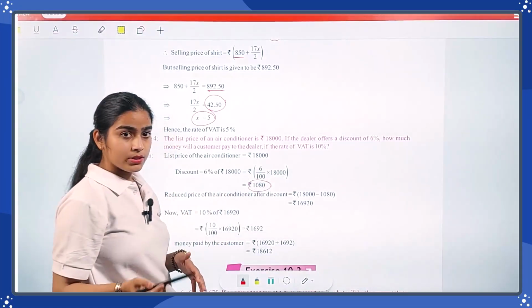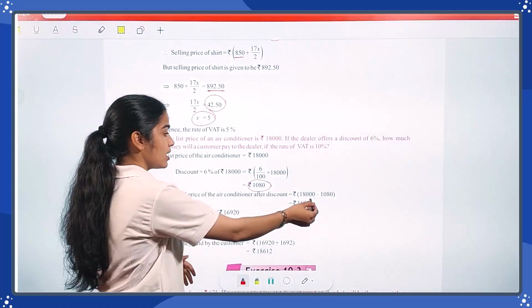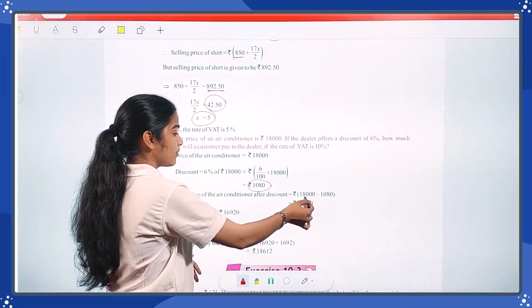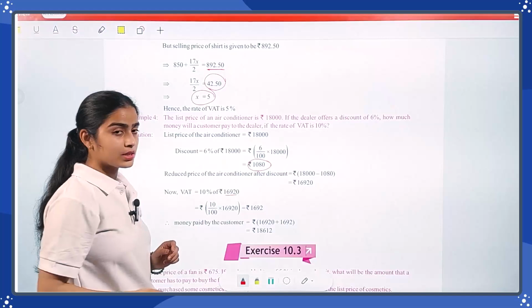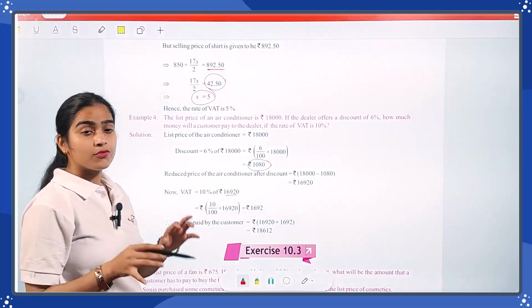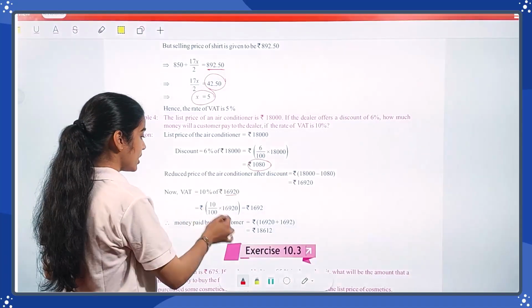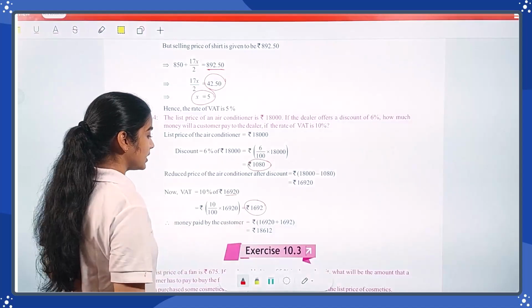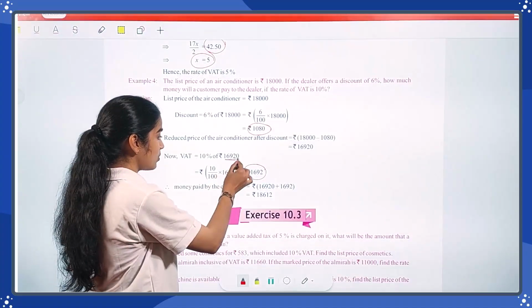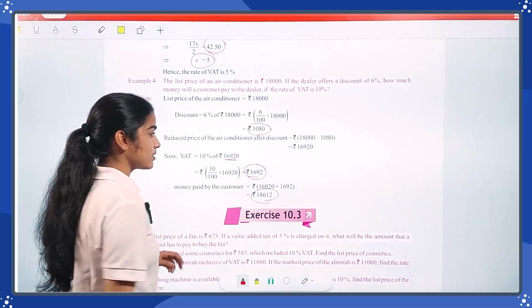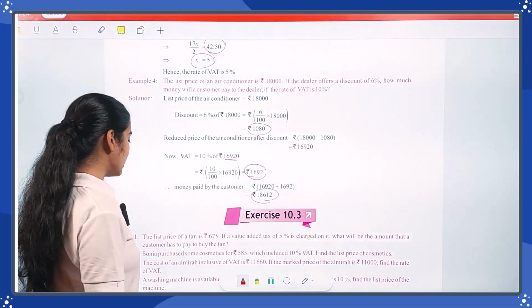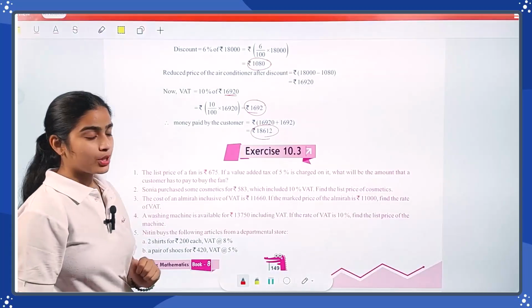Now this is discount. Discount means less. So we have to subtract 1,080 from 18,000. This is your answer, 16,920. Now you have to find 10% of this. The answer is 1,692. This amount and this amount should now be added together, and this is your final price which you have to give to the dealer. Now we have exercise 10.3.